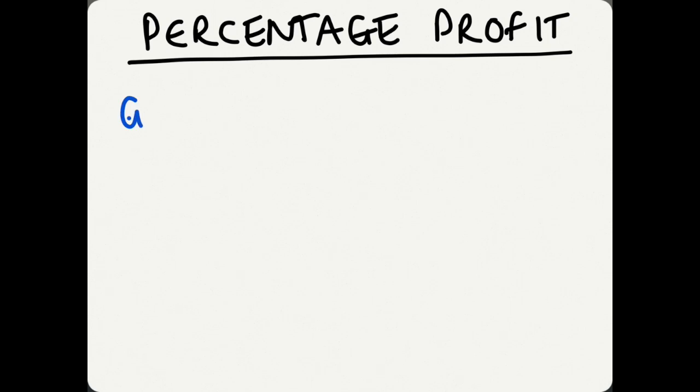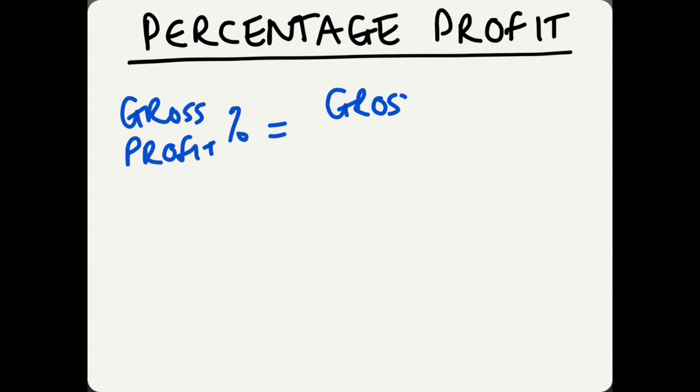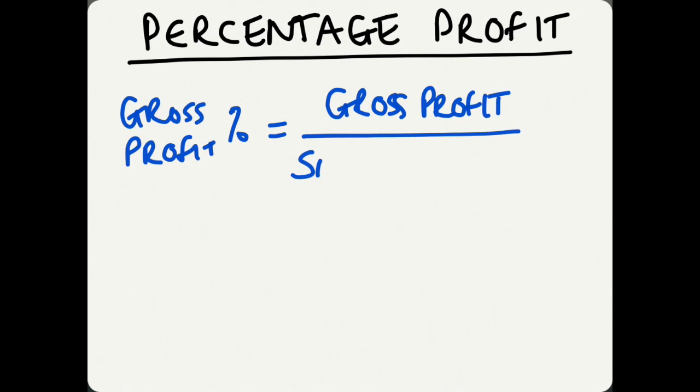So first of all, the gross profit percentage is gross profit divided by sales revenue times 100, because it's a percent. And don't forget to show a percent sign after your answer.